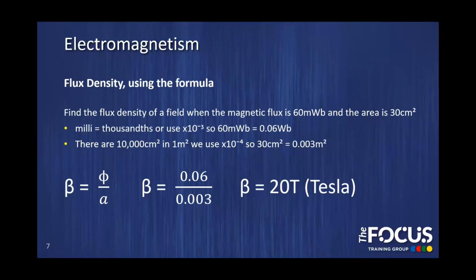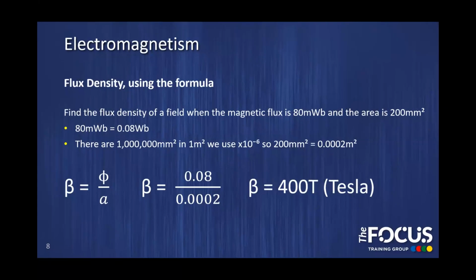0.003 meters squared. Once we have these two whole numbers, we can pop them into the formula and we get 20 Tesla. We could use indices and cancel out the indices, but it's easier to see the steps if we change to whole numbers.